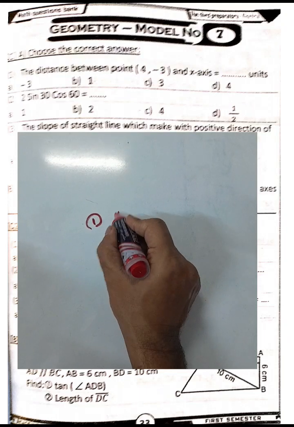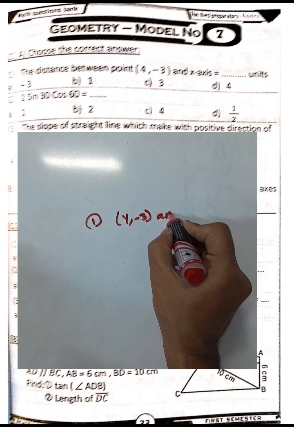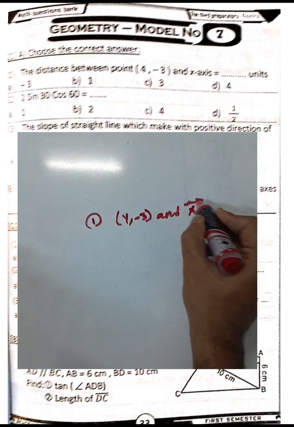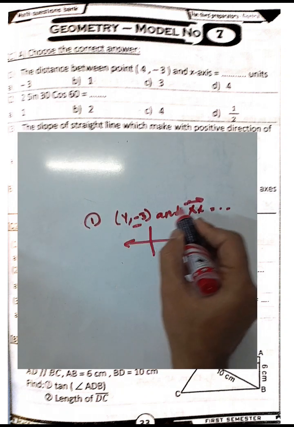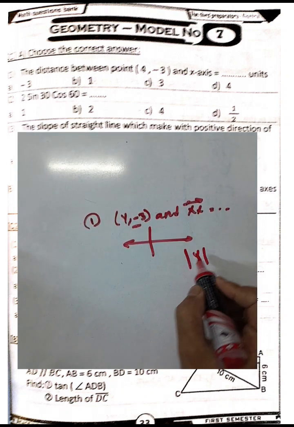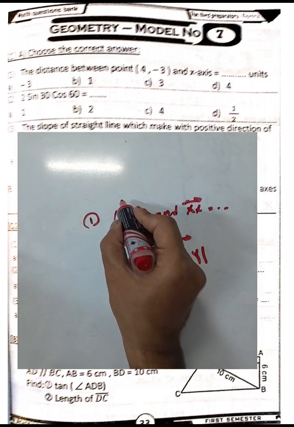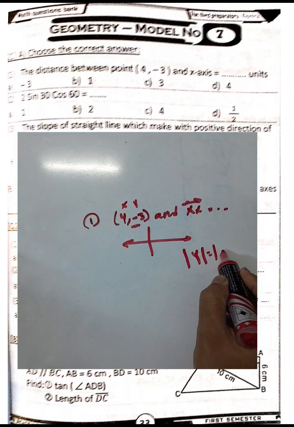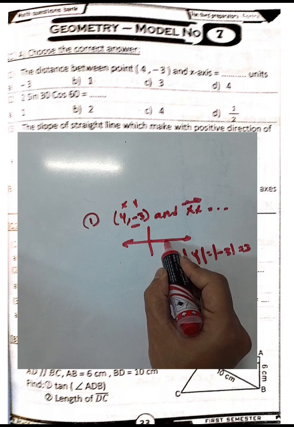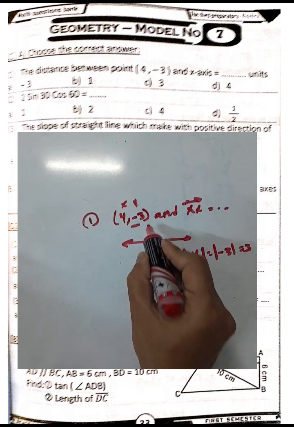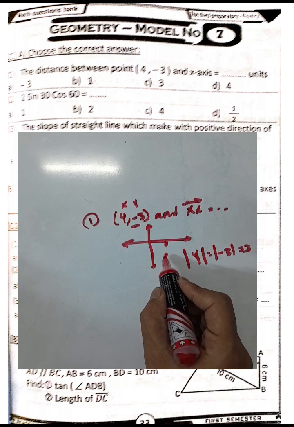The point is (4, -3), and the question asks about the distance to the x-axis. If you want to find the distance between a point and the x-axis, you find the absolute value of y. For the point (4, -3), we have x and y, and the absolute value of y is the absolute value of negative 3, which is 3. Why? Because this point (4, -3) lies in the fourth quadrant.